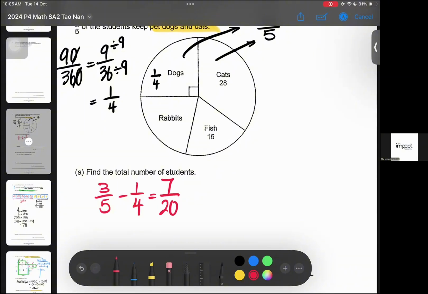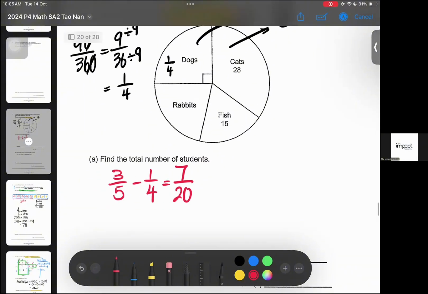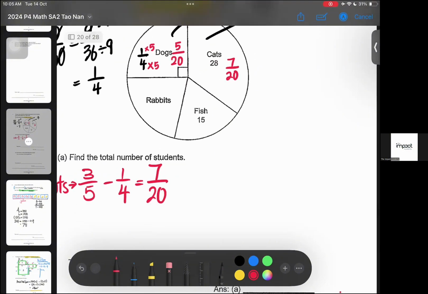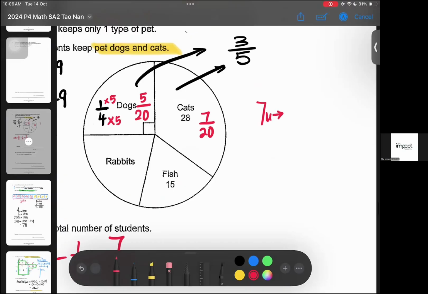Okay, what is 7/20? 7/20 is essentially my cats. True? So if this is 7/20, we want to make the denominator the same. True? So that means dogs is 5 over 20. Got it? So from here itself, is it obvious to you that 7 units is equals to 28? Then we will find 1 unit first.